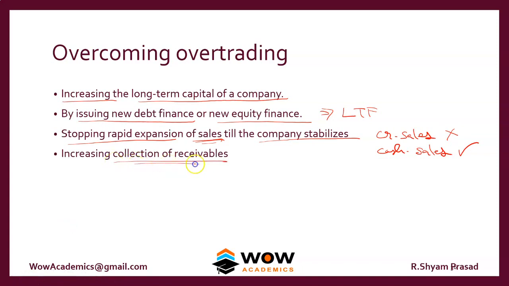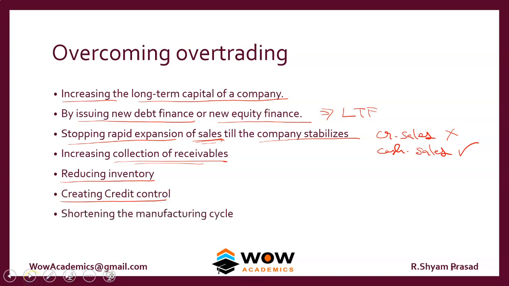Increasing collection of receivables, as the debtors are not paying promptly. We have to chase them and get the payment from them. We have to reduce inventory, but the inventory would have been already reduced because we would have sold it to our credit customers. But if it's still there, then we have to try to monetize it. Creating strong credit controls. From here on, we should not be selling too much on credit. Shortening the manufacturing cycle. If the company is a manufacturing company, then the company has to shorten their manufacturing time.